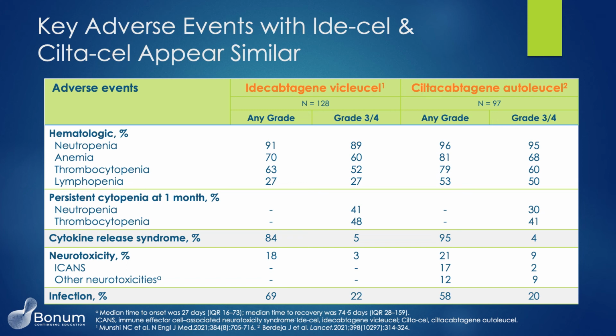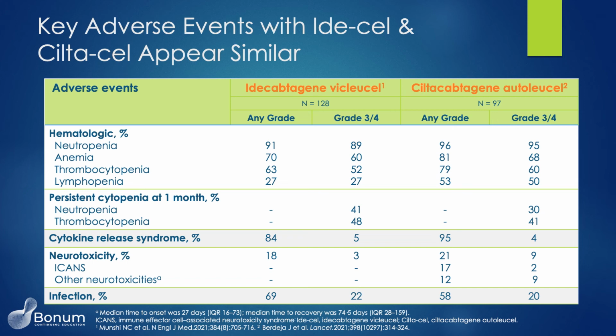Anemia is also there, as well as thrombocytopenia and lymphopenia. Now, what happens at 1 month? You can see here that the two lines that are most affected tend to be the platelets and the white count. So there is some neutropenia and thrombocytopenia still present at that 1 month mark.